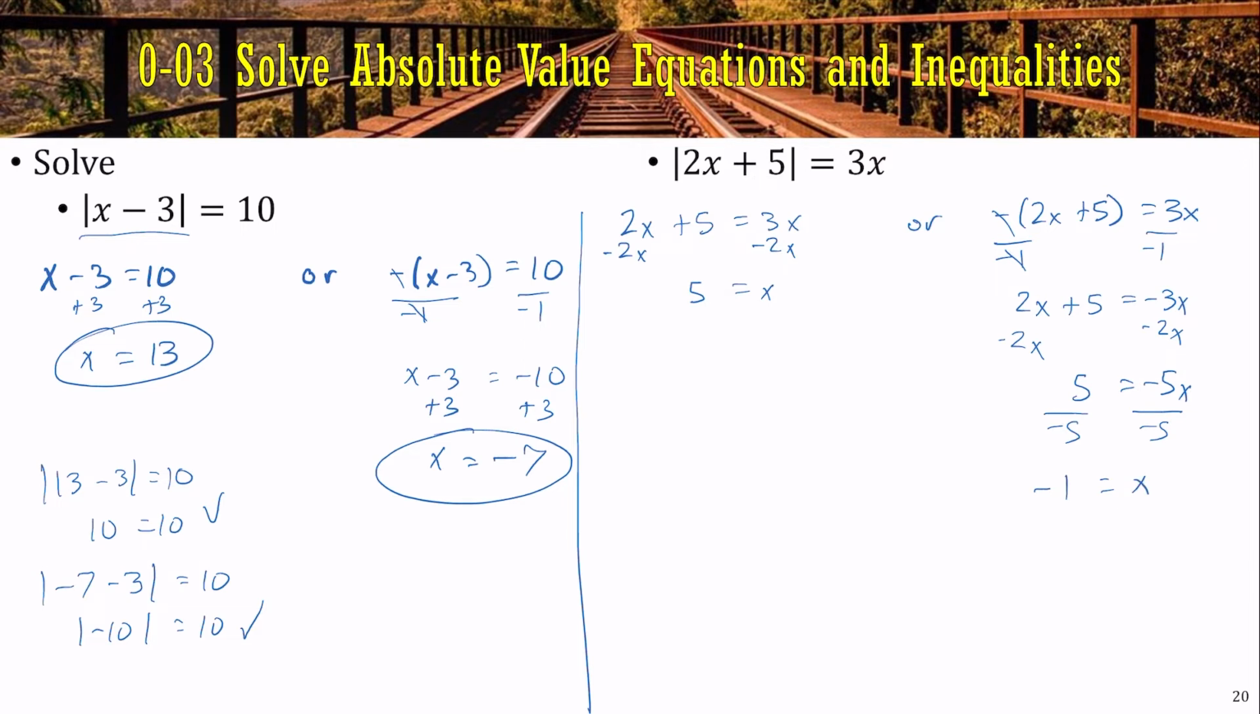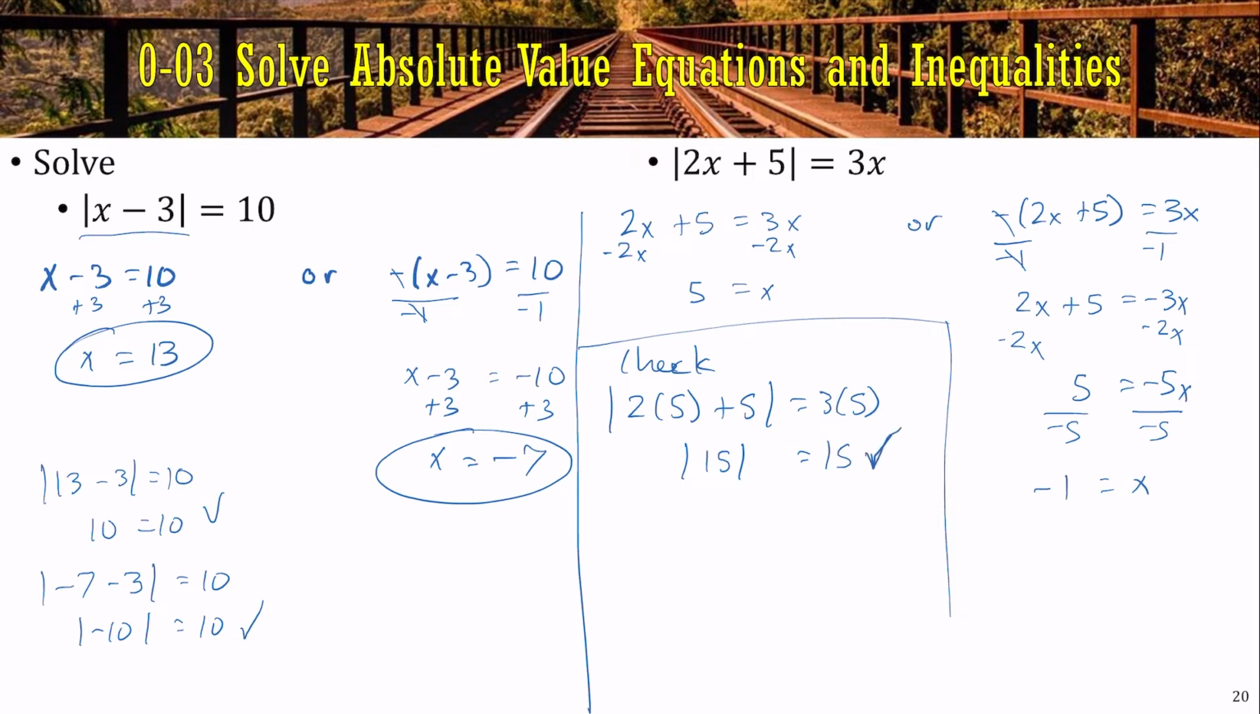And now I have to check. So let's check with the 5. So 2 times 5 plus 5 is 3 times 5. So 2 times 5 is 10 plus 5 is 15. Does that equal 15? Yes, it does.